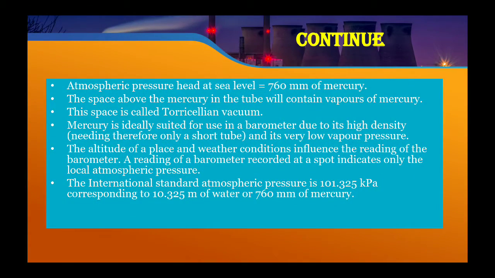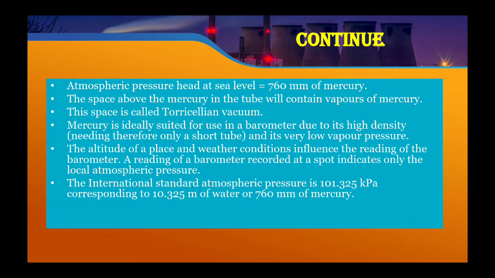And this atmospheric pressure head at sea level, we have already discussed, is 760 mm of mercury. The space above the mercury in the tube contains the vapor of mercury. This space is called Torricellian vacuum. So the vacuum which is produced in the upper section of the tube is known as Torricellian vacuum.